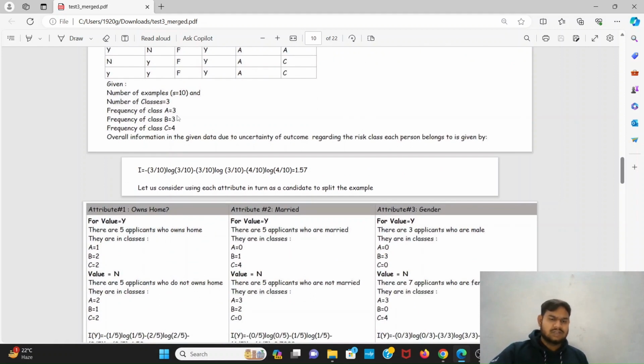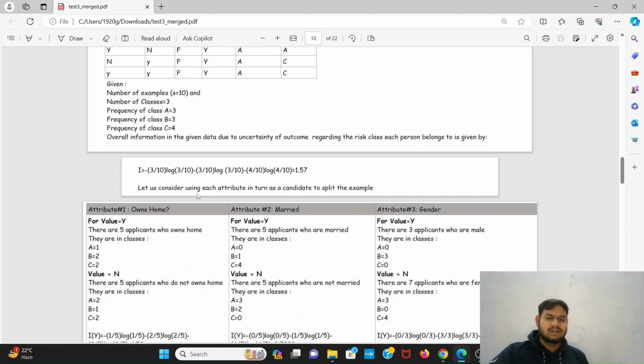Frequency of A equals 3. Frequency of B is 3. Frequency of C is 4. Overall information in the given data, due to uncertainty of outcome regarding the risk class each person belongs to, I equals minus 3/10 log 3/10 minus 3/10 log 3/10 minus 4/10 log 4/10, which equals 1.57.